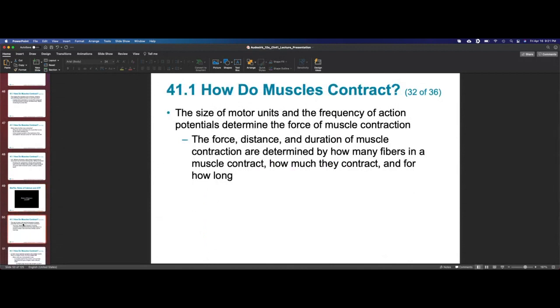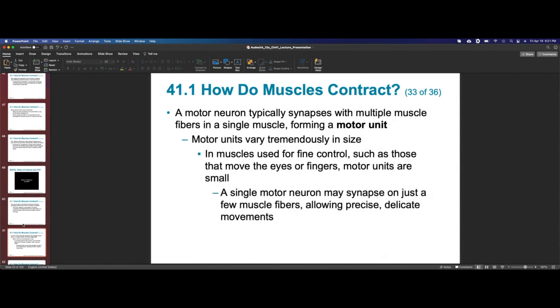All right, so earlier I talked about being able to control the force that your muscle fibers generate, to be able to not damage items you pick up, unlike robots. And so force, distance, and duration of muscle contraction are determined by how many fibers in the muscle contract, how much they contract, and for how long. Because this is happening at essentially the cellular level, you can finely control what's going on.